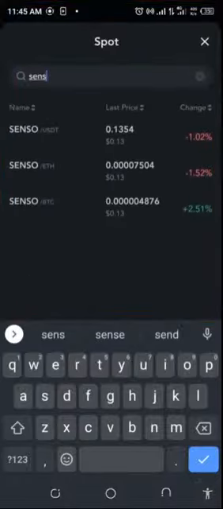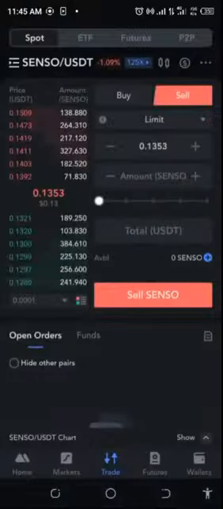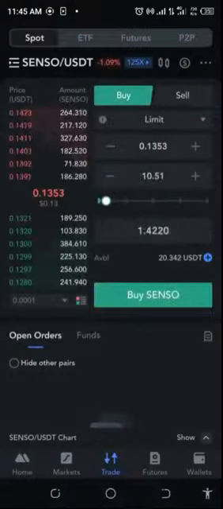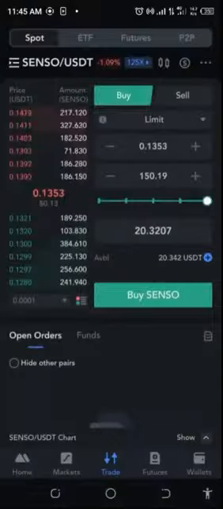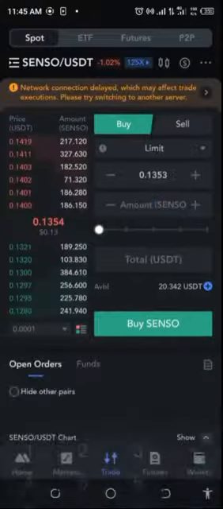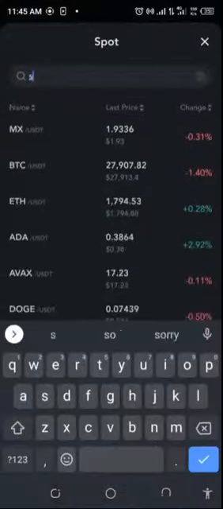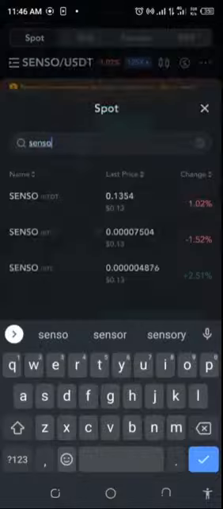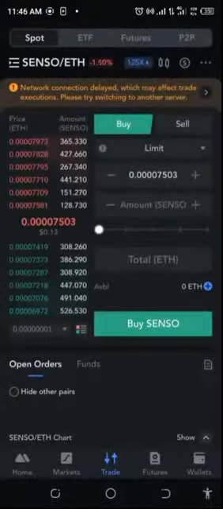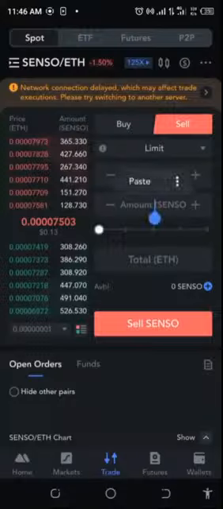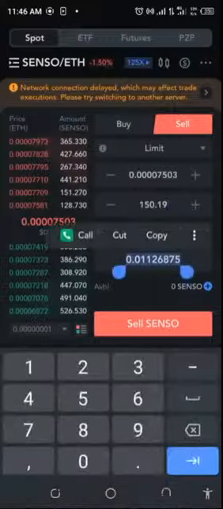Let me go back and try to sell to ETH. Maybe with that, I could see whether that would be a better option. You can see now it's gone down to 150.19. So let me copy this, cut that, and go to Senso ETH. Senso ETH is supposed to give us what? So we're supposed to sell to Senso ETH. Let's just try this out, then copy that out and go check it.